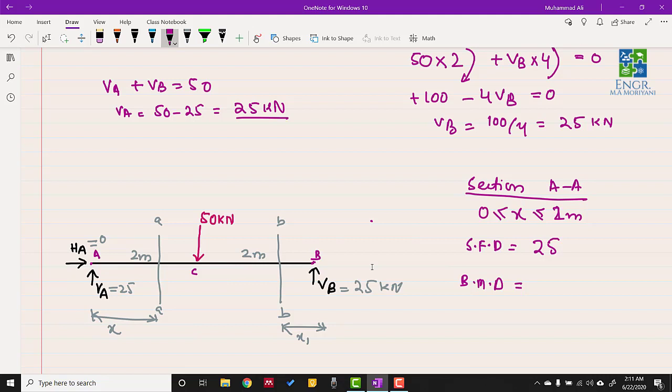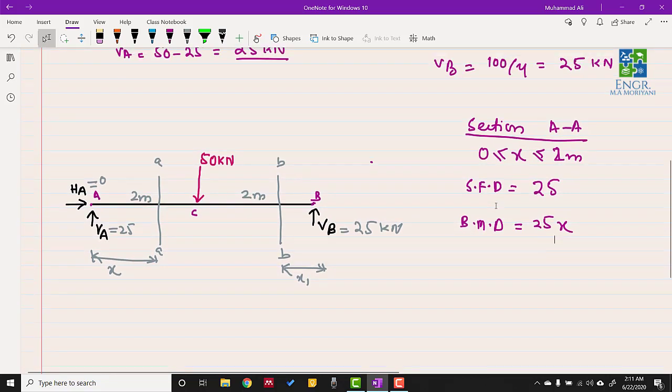In this case, the moment generated by this force at section AA is 25 into x, because x is the distance, the moment arm, and this will generate a clockwise moment. And again, we know from the sign convention that if we are taking the left portion of the beam, clockwise moments are considered to be generating the positive bending moment. So we will call this positive 25x. So we got the equations for the shear force and bending moment diagram for section AA.